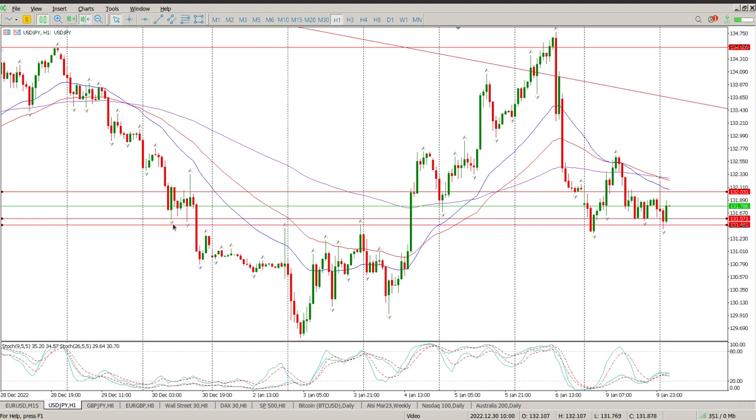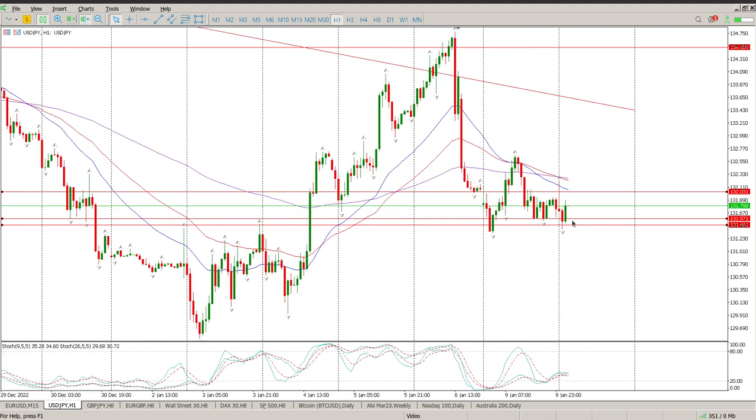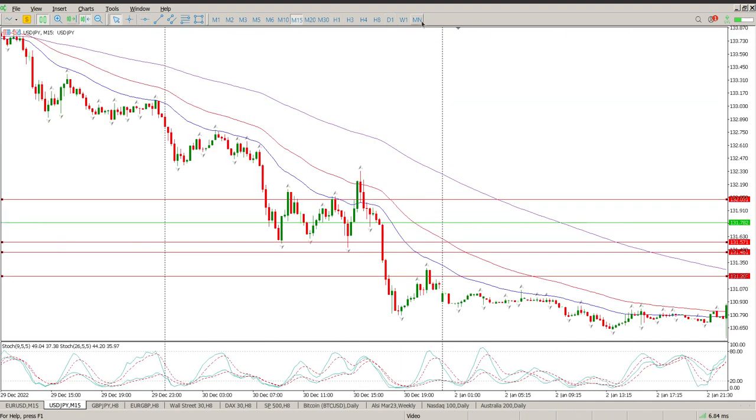So there is your zone there, support and resistance in this area. So that's a revisit to that. If we get through that, then you're probably looking at something along the lines of that. So let's get back to the 15 minutes.